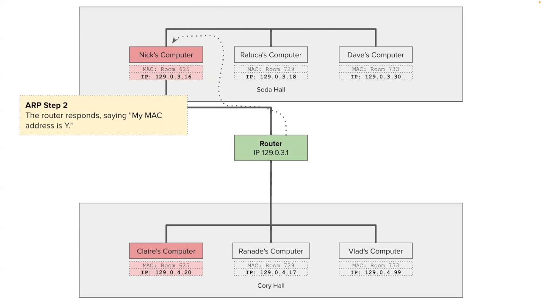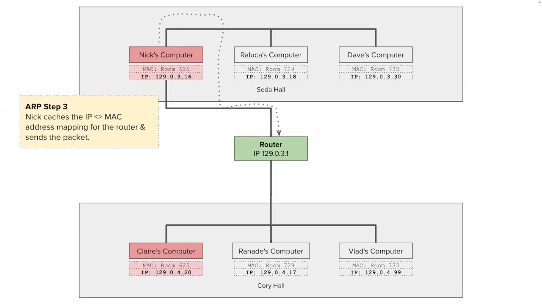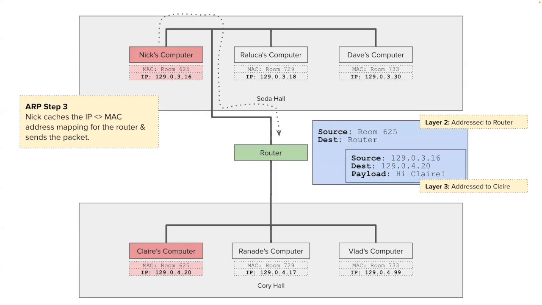And then the router will respond with the message, my MAC address is something. In this case, it will be 129.0.3.1. Nick can remember this address and then set the destination to the router. So this packet will be sent to the router first. The outside layer 2 message will go from room 625 to the router, and inside of this is the layer 3 packet, which contains the source and destination IP and the payload.